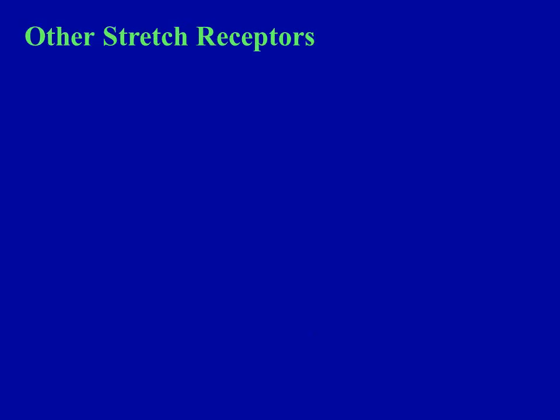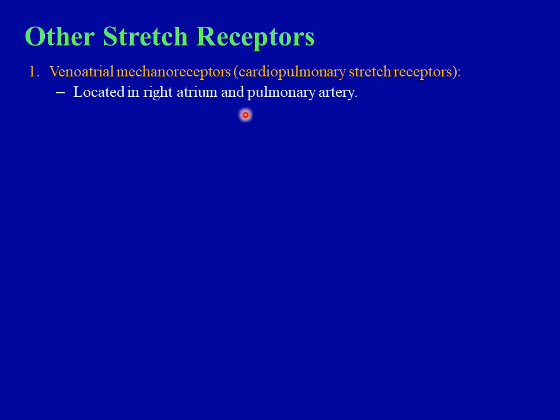What are the other stretch receptors? We have other baroreceptors, and these are the veno-atrial mechanoreceptors or baroreceptors. Also, we call them the cardiopulmonary stretch receptors. They are located in the right atrium and pulmonary artery. They respond to changes in central blood volume, which is mainly in the form of venous return.